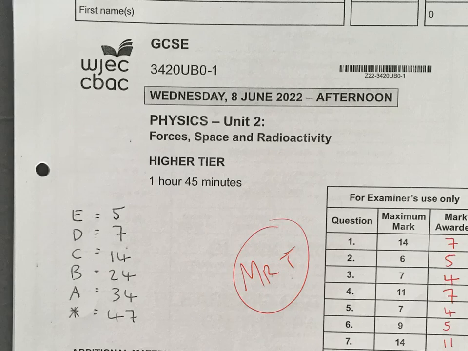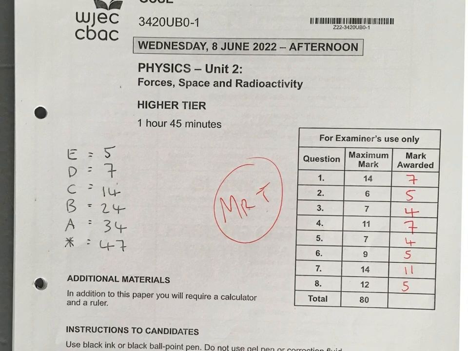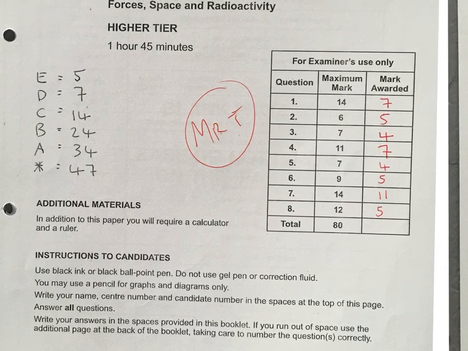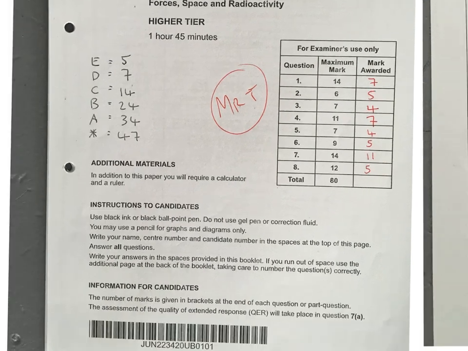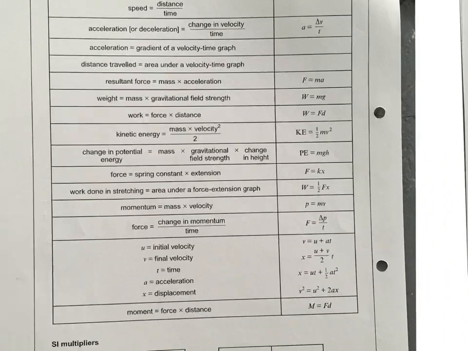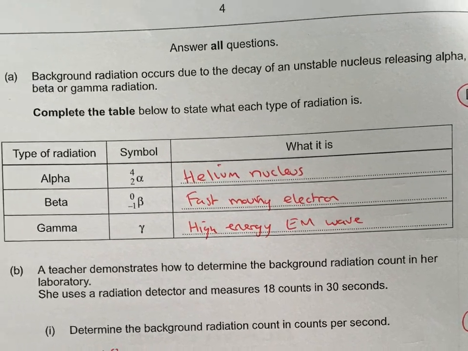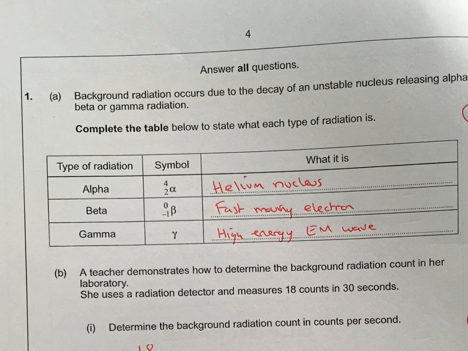So we've got the 2022 triple paper for Unit 2, and you can see the grade boundaries there and what's expected from each question as we go through. And then we've got the formula sheet. Straight into the first question then on radioactivity.